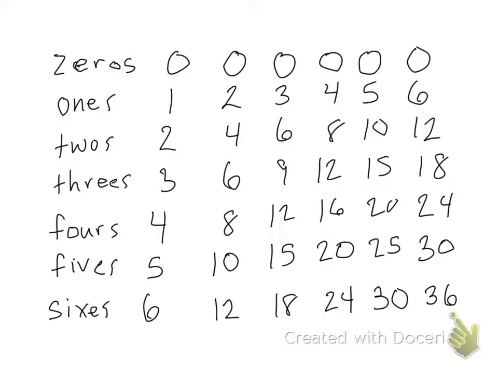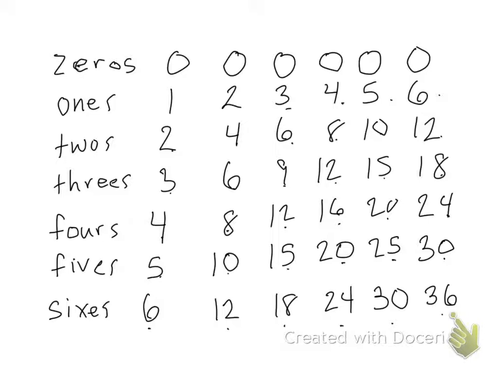Ones, we go 1, 2, 3, 4, 5, 6. If we count by twos, we go 2, 4, 6, 8, 10, 12. Counting by 3, we go 3, 6, 9, 12, 15, 18. If we count by fours, we go 4, 8, 12, 16, 20, 24. Counting by fives is 5, 10, 15, 20, 25, 30. And counting by sixes, we go 6, 12, 18, 24, 30, 36.